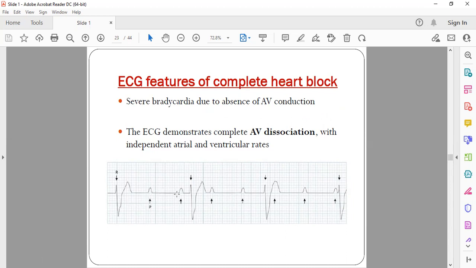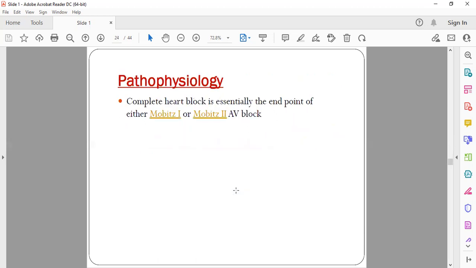You can see here each P wave comes at the same interval. So here you can see the P waves and QRS beat at their own regular intervals. The distance between two R waves is similar throughout, and the distance between two P waves is similar throughout. But you can see there is no relationship of P with the QRS. The P wave has come from here, the QRS has come, but then again a P wave has occurred here, and the QRS has occurred after some time. So there is no relationship between P and QRS. That is, AV dissociation is definitely there. Regarding pathophysiology, complete heart block is essentially the endpoint of either Mobitz 1 or Mobitz 2.